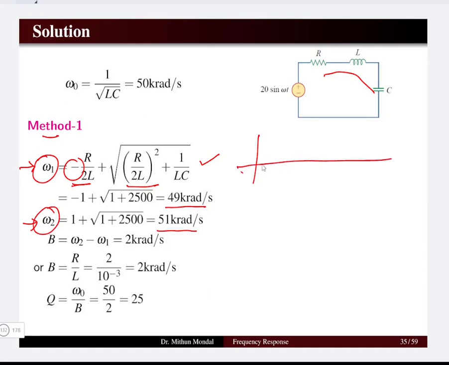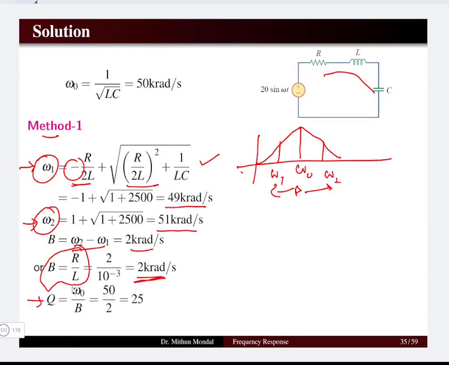Now if I draw the waveform, omega naught is 50 kiloradian per second, omega 1 is 49 kiloradian per second, and omega 2 is 51 kiloradian per second. So the bandwidth is omega 2 minus omega 1, which is 2 kiloradian per second. Otherwise I can find the bandwidth by the ratio R by L, which gives the same result, 2 kiloradian per second. Quality factor is nothing but resonant frequency by bandwidth. The resonant frequency is 50 kiloradian per second and the bandwidth is 2 kiloradian per second. It means the quality factor is 25.